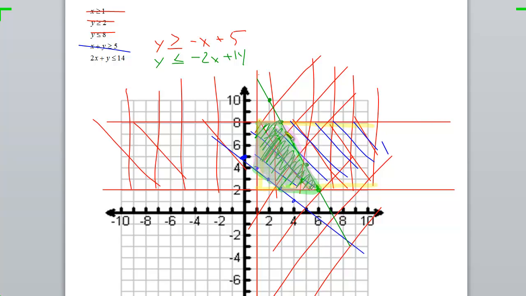Now, what we're going to do is we're going to take that formula up above, f of x, y, and we're going to take the vertices here. And the vertices, if I label these, are going to be 1, 8, I've got 3, 8, 6, 2, it's like 3, 2, and 1, 4.